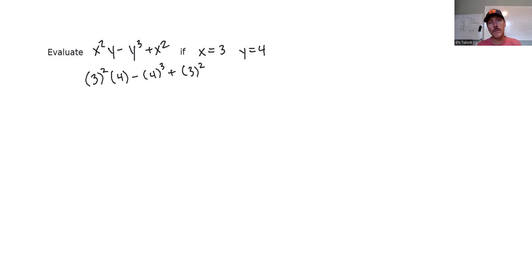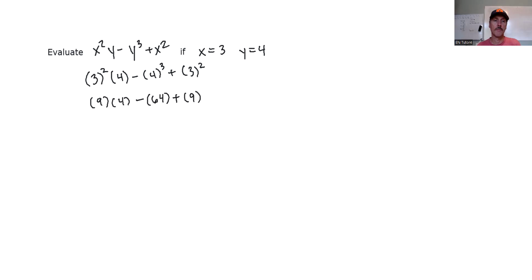Now, if you remember the order of operations that you've learned, you need to make sure that you always deal with any square roots or powers before you deal with multiplication or division, and then make sure you do multiplication and division before you do addition and subtraction. So we need to deal with our powers first. 3 squared is going to be 9, so we change that to a 9 times a 4 minus 4 cubed is going to be 64, so that becomes 64, and then plus 3 squared is going to be a 9.